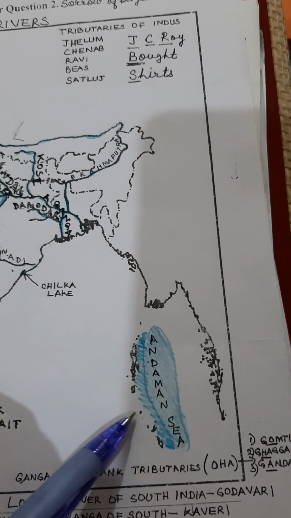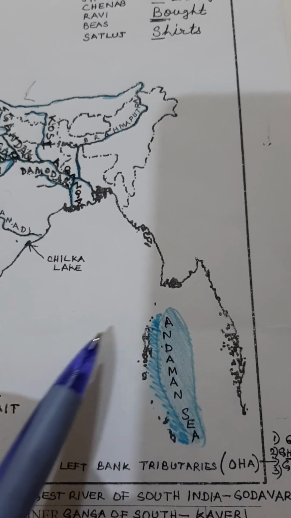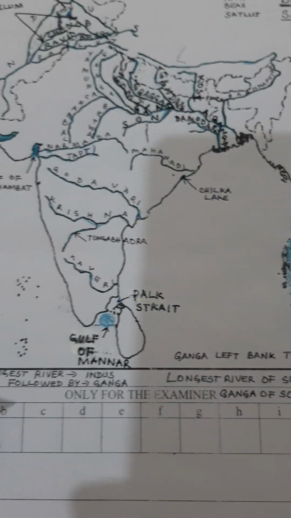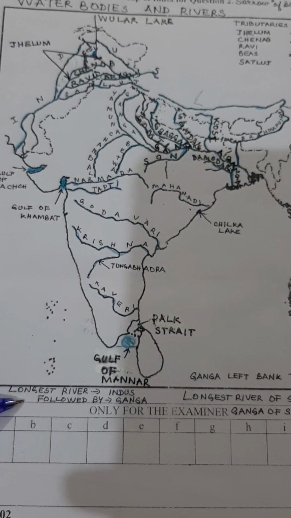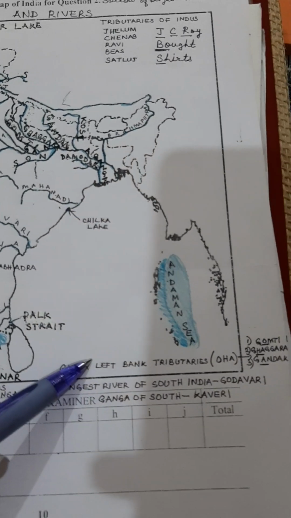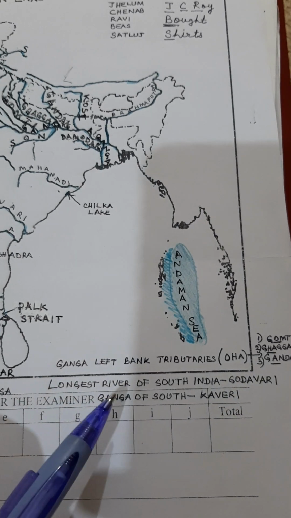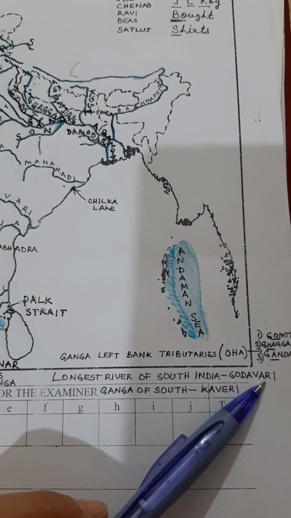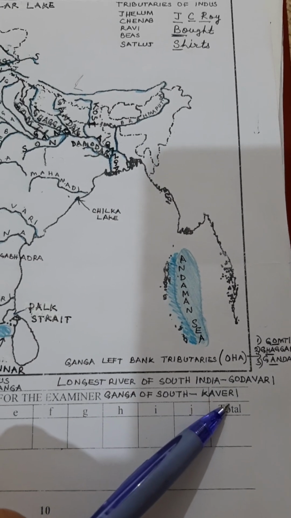Okay, then this is the Andaman Sea to the right of the Andaman Islands, not the entire area, only to the right. Okay, so then we have some indirect questions that can be asked, like longest river is Indus and followed by Ganga, and the Ganga left bank tributaries, how to remember the names, Gomti, Ghagra, Gandak. Then longest river of South India is Godavari, and that is why it's also called Dakshin Ganga, Vriddha Ganga also. Then Ganga of South is river Kaveri.